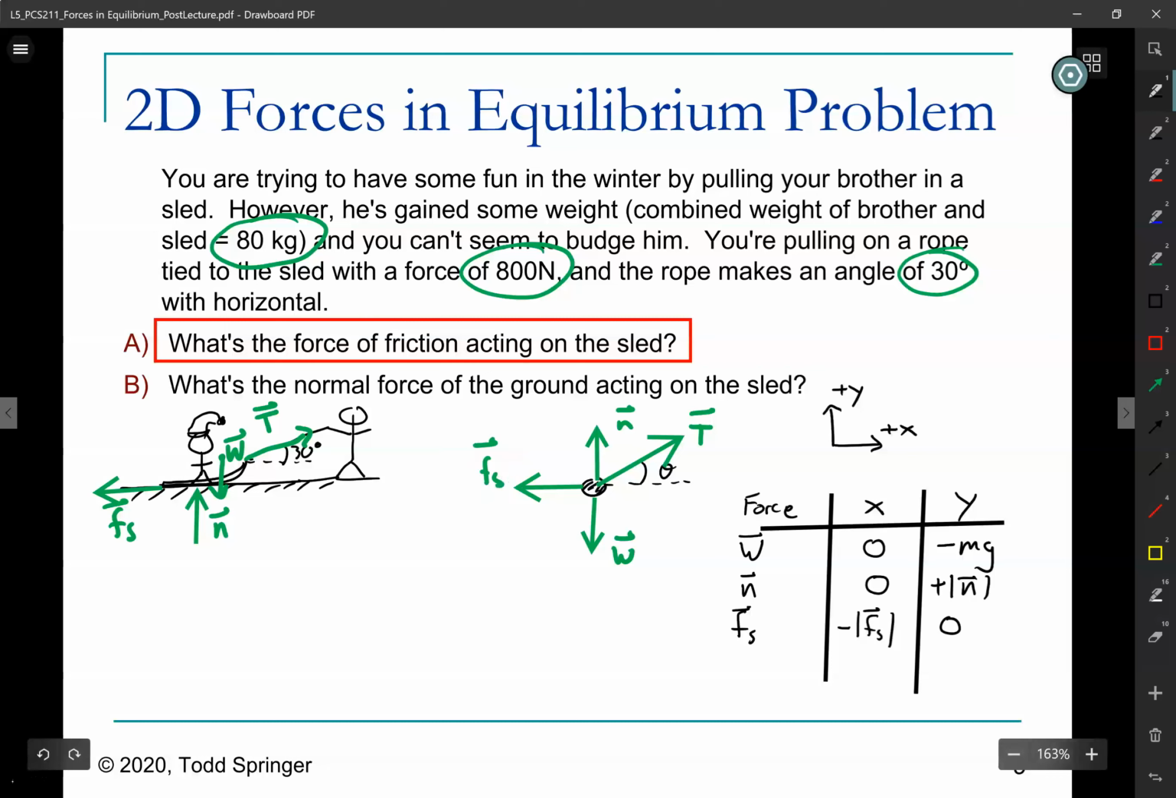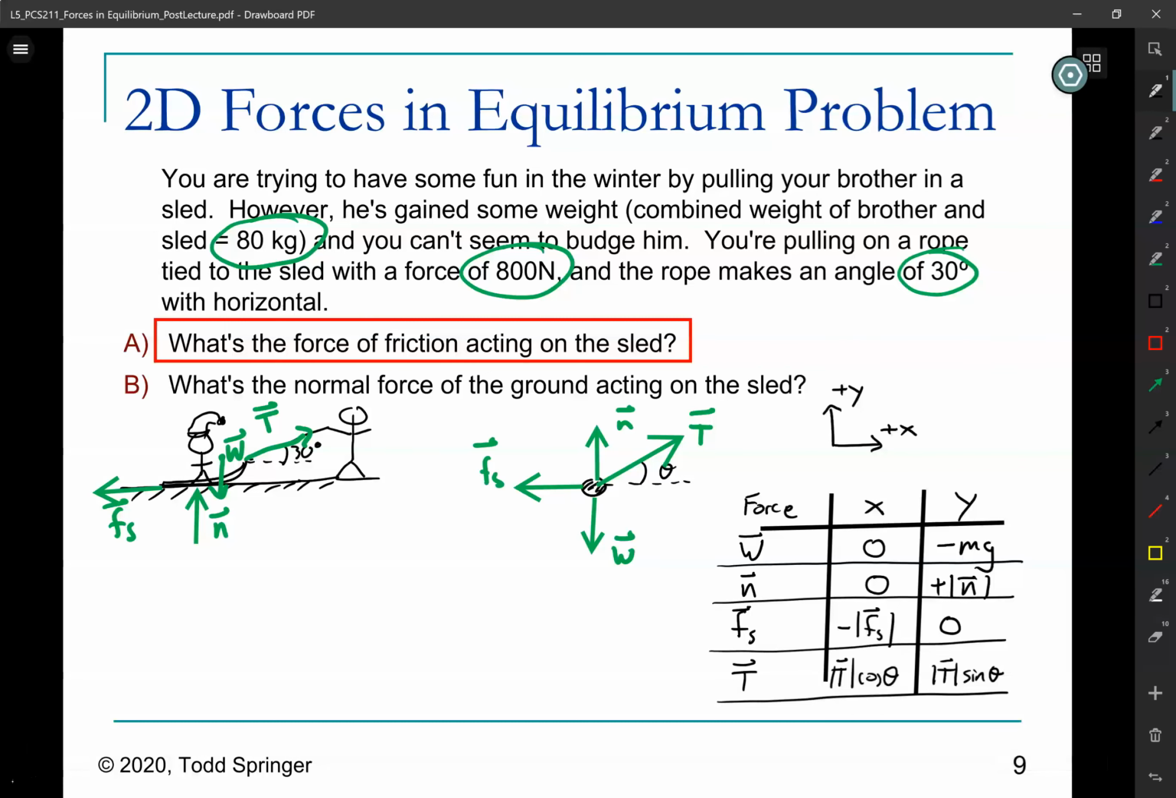And the last one is the tension force, which is the only one I have two components, one in the x and one in the y. So I'll have here the magnitude of the tension times cosine of theta, and the magnitude of the tension times the sine of theta. Okay. So there's my table of all of the forces acting on this object. I've got static friction force acting in the negative x direction. I have the tension force acting in the positive x direction for its x component. And then in the y direction, I have gravity downward, normal force upward, and the y component of tension.